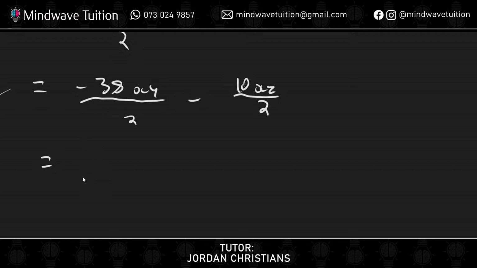So 38 divided by 2 is 19, but this is negative 38, so we'll say negative 19, and since nothing happened to xy, we'll just bring it along. And 10 divided by 2 is just going to be 5, so that just becomes 5xz. Nothing happened to xz, so we just bring it along, and this is my final answer.